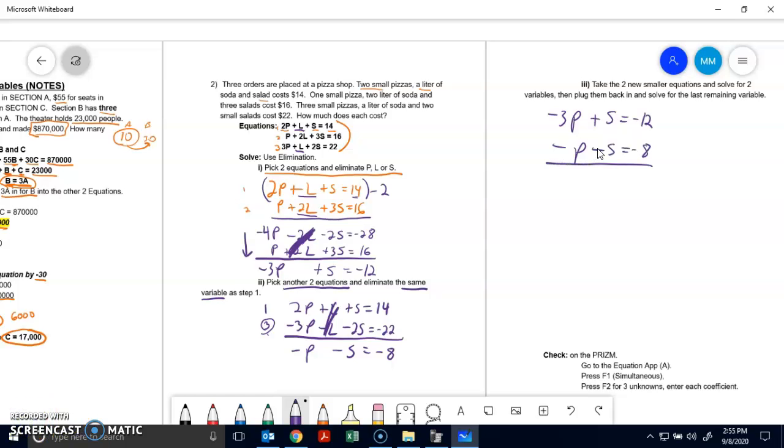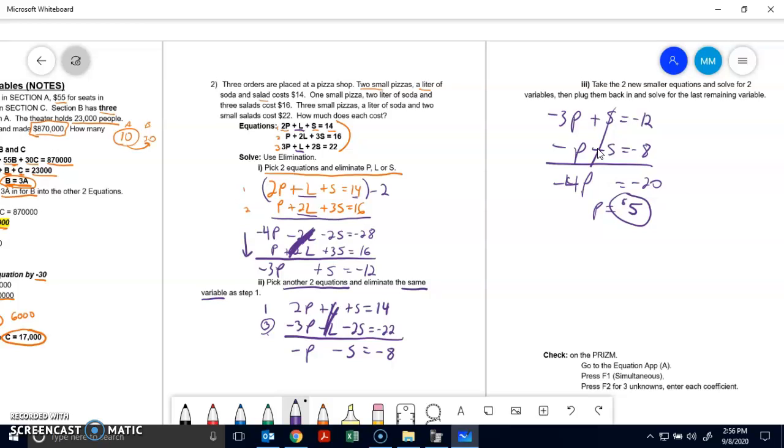Now, oftentimes at this step, you're going to have to multiply by something to get something to eliminate. Like, I could multiply the bottom equation by negative 3 so that the p's would eliminate. But I don't need to do that here because we already have s's canceling without multiplying anything. So when I combine these together, I'll get negative 4p, s's will cancel, negative 20, p equals 5. So that tells me the peaches cost $5.